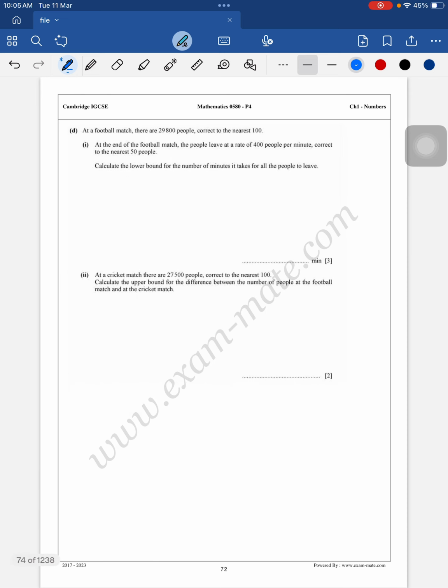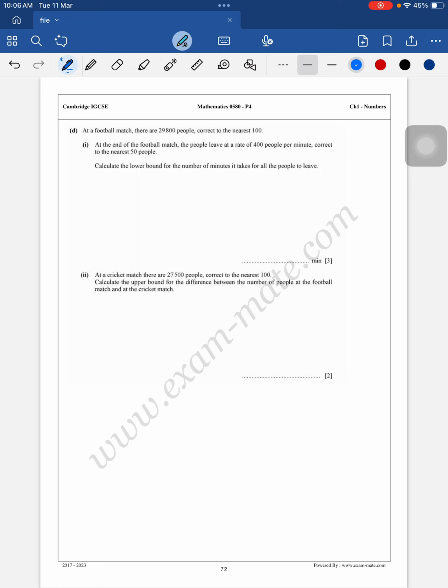Clear? Part D: at a football match, there are 29,800 people, correct to the nearest 100. At the end of the football match, the people leave at a rate of 400 people per minute, correct to the nearest 50 people. Calculate the lower bound for the number of minutes it takes for all people to leave. Okay.